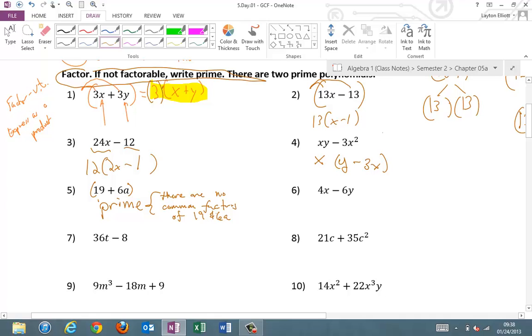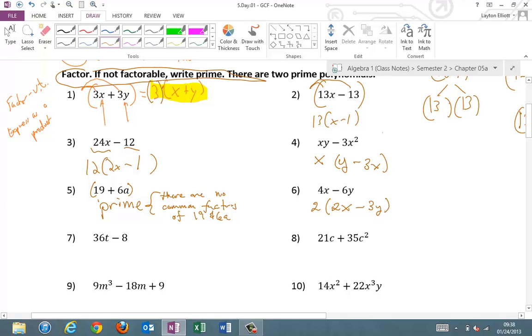Yes. So number 6, we look at the 4x and the 6y. Obviously the x and the y don't have anything in common. The 4 and the 6, you know, you can take out a 2. So let's just go ahead and take out a 2 and see what's left. When we take out the 2 from 4x, we should be ending up with 2x. And if we take that out from minus 6y, we should end up with minus 3y.